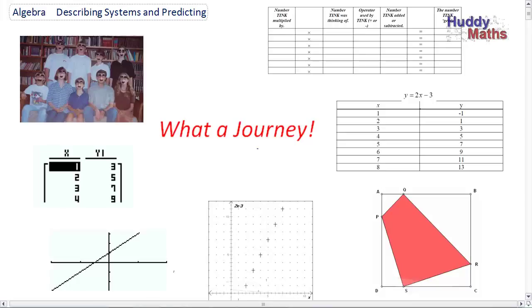Hey, welcome back to Algebra. This little section now is called Describing Systems and Predicting. And do you remember our algebra journey so far? What a journey it's been.